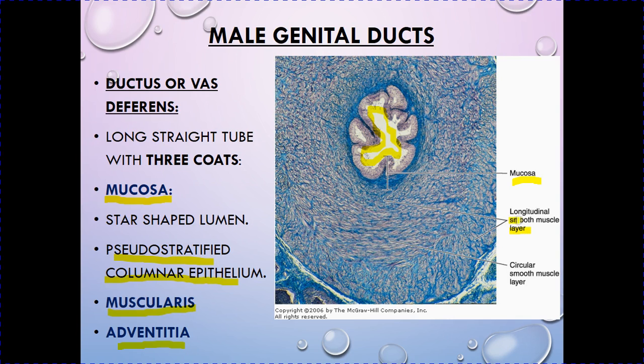There is a thick layer of smooth muscles in the ductus deferens, arranged into three layers: inner and outer longitudinal, and a middle circular layer. Outside the muscularis, there is a layer of adventitia which consists of connective tissue having blood vessels.